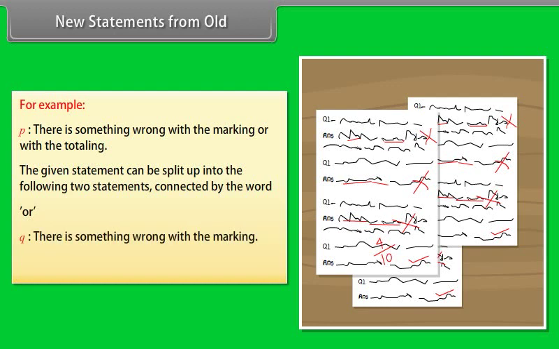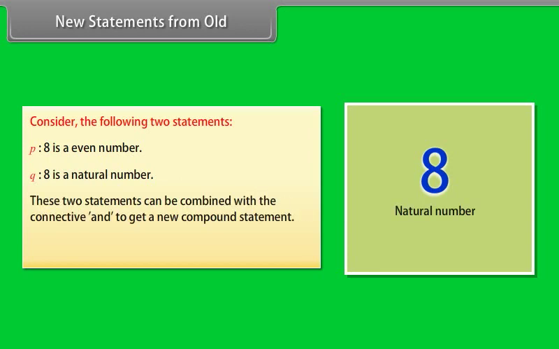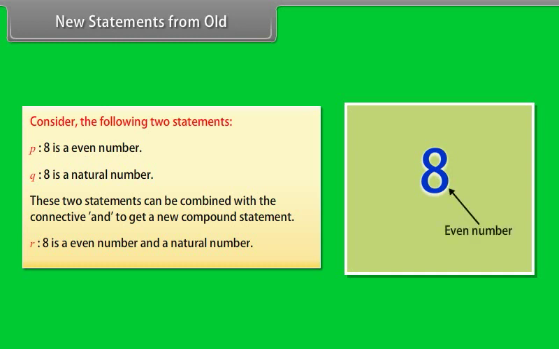Q is a statement that there is something wrong with the marking. R is a statement that there is something wrong with the totaling. Consider the following two statements. P is a statement that 8 is an even number. Q is a statement that 8 is a natural number. These two statements can be combined with the connective and to get a new compound statement. R is a statement that 8 is an even number and a natural number.